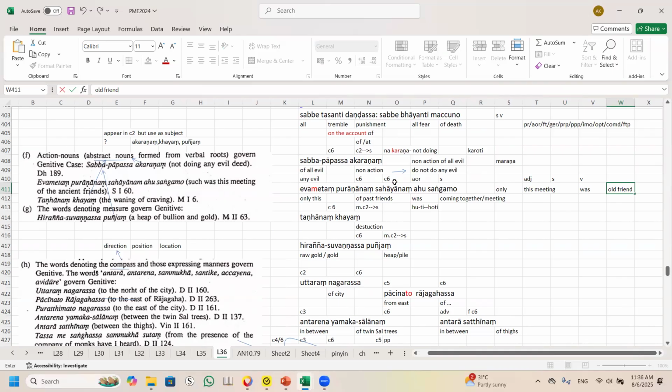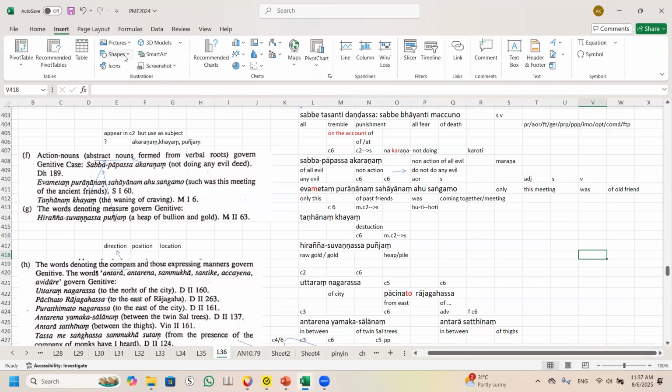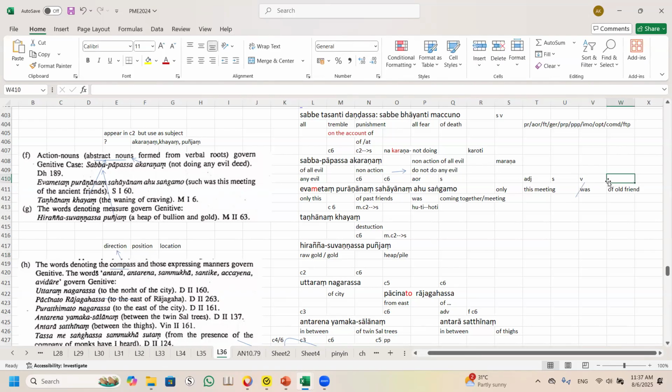This is not a verb. So do you need this word? No need. This "meeting of old friend" needs no such word, because the meeting was of old friends. The English is not correct. So in this particular case, when you do a translation, you have to put this as a genitive case. So you just truncate: this meeting of old friend.